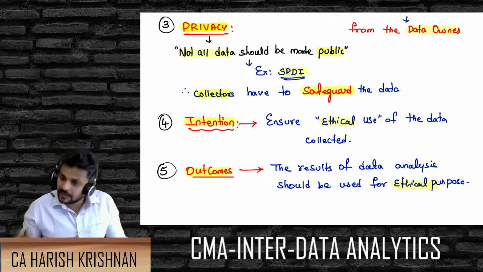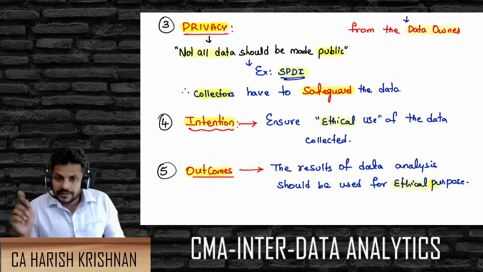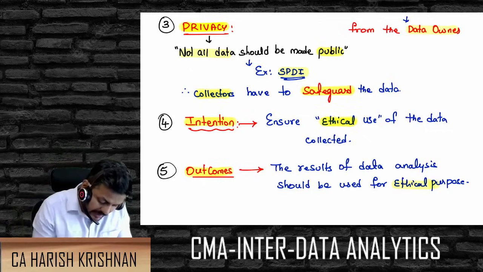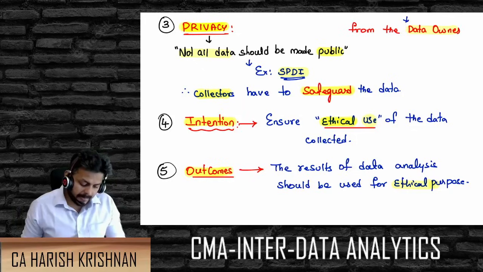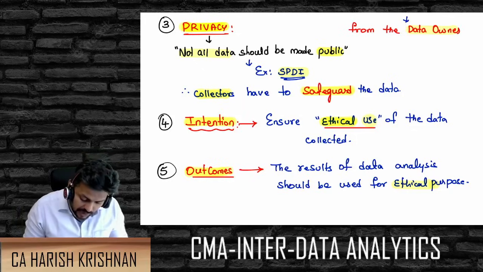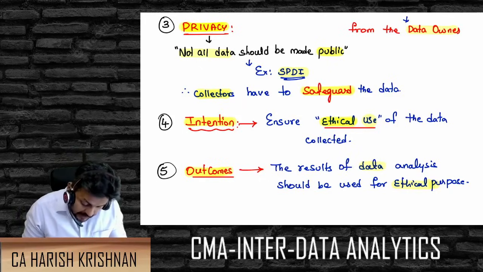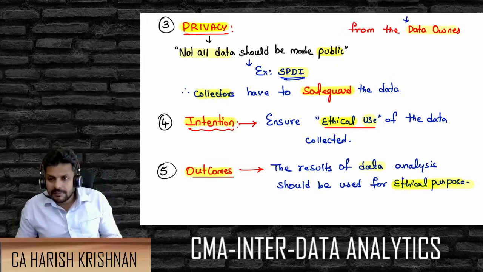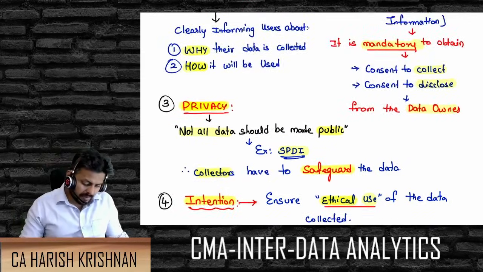What did I say? One more time. The intention behind collecting data should be its ethical use. Ensure ethical use of the data to be collected. And lastly, the results of data analysis should be used only for ethical purposes. Ultimately, why you collected it and what you are doing with it should also be very much emphasized.